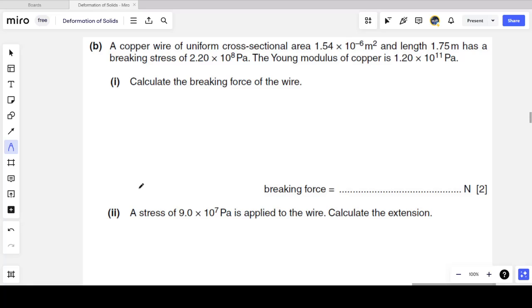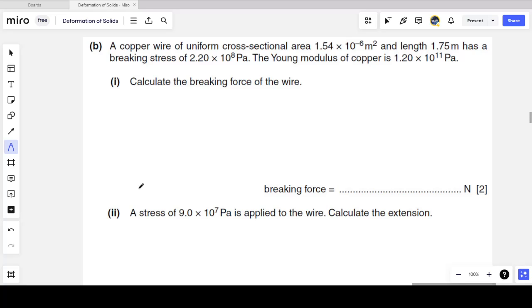We're told that a copper wire of uniform cross-sectional area 1.54 times 10 to the minus 6 square meters and length 1.75 meters has a breaking stress of 2.2 times 10 to the 8 pascals, and the Young modulus of copper is 1.2 times 10 to the power 11 pascals. We are asked to calculate the breaking force of the wire.